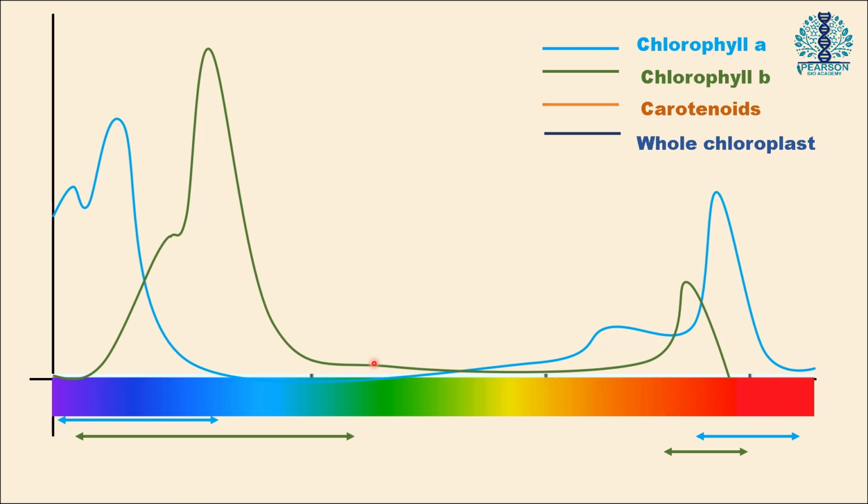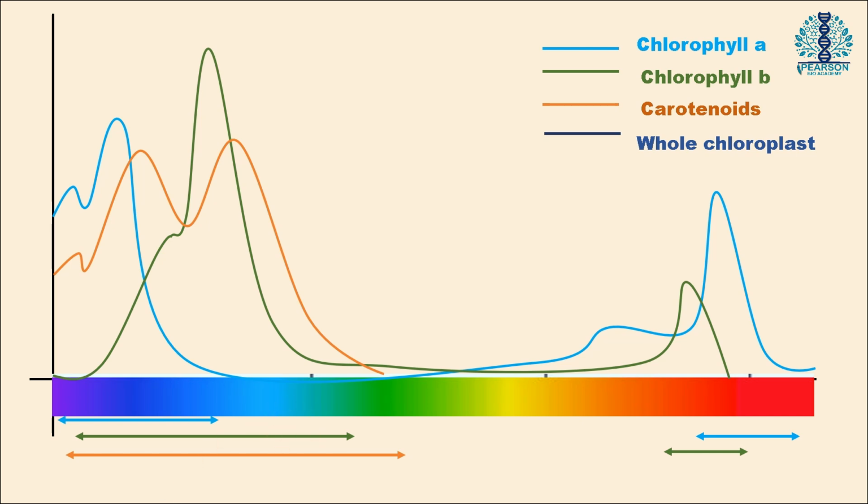Now, carotenoids are a bit different. They primarily absorb light broadly in the blue region, much more than either chlorophyll A or chlorophyll B. However, they do not absorb in the red region at all. By covering a broad part of the blue spectrum, carotenoids help capture light that chlorophyll A, B might miss.